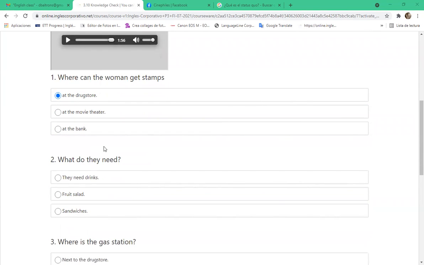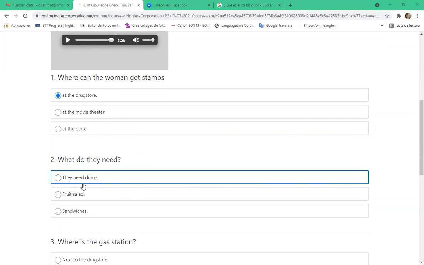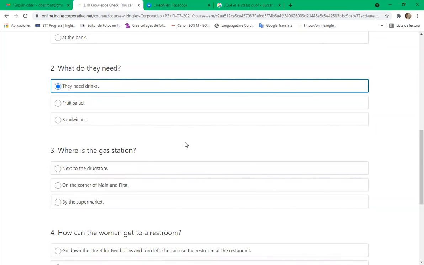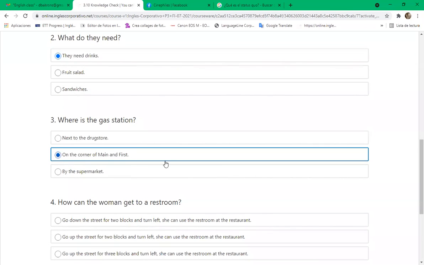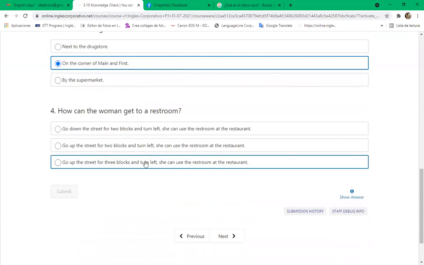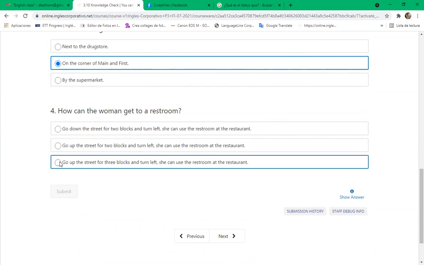2. What do they need? They need drinks. 3. Where is the gas station? On the corner of Main and First. Very good. First. 4. How can the woman get a restroom? Grab the restroom at the restaurant. Okay, good.